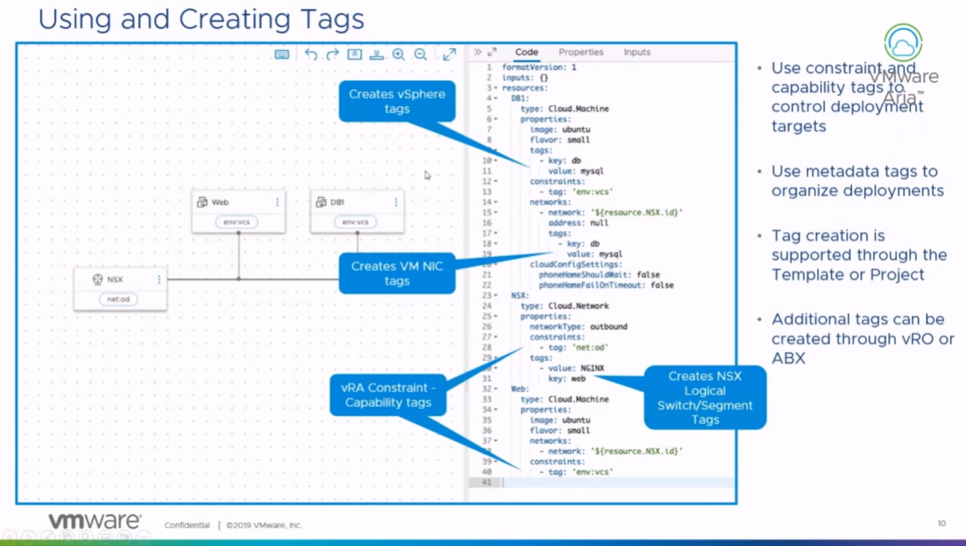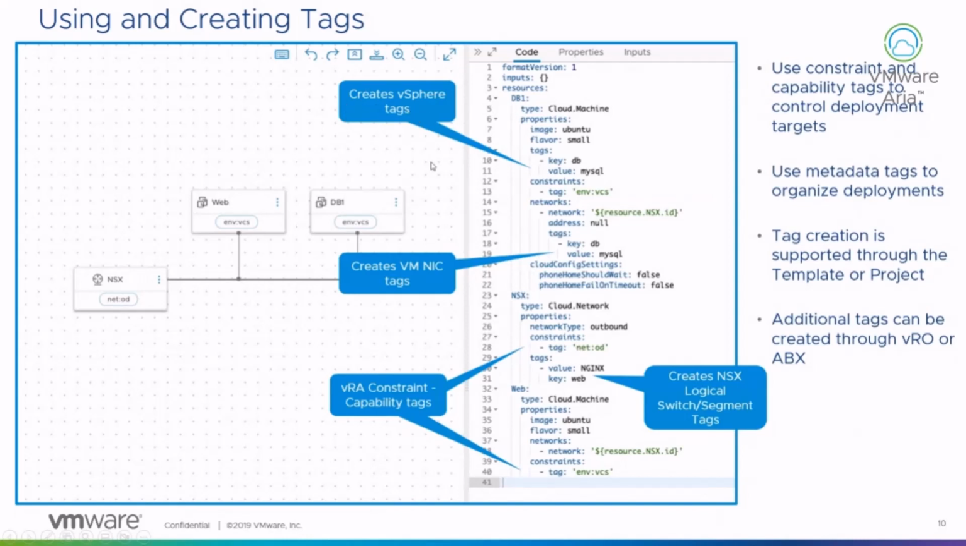The tagging is really used for organization. The first tag at the top of the slide is under the component resource: we have the tagging property under the properties of the cloud machine, and these tags represent vSphere tags. It's a key value pair, where the key here is DB and the value for that key is MySQL. The tags property is really an array, so you can list multiple tags. So that's vSphere tags.